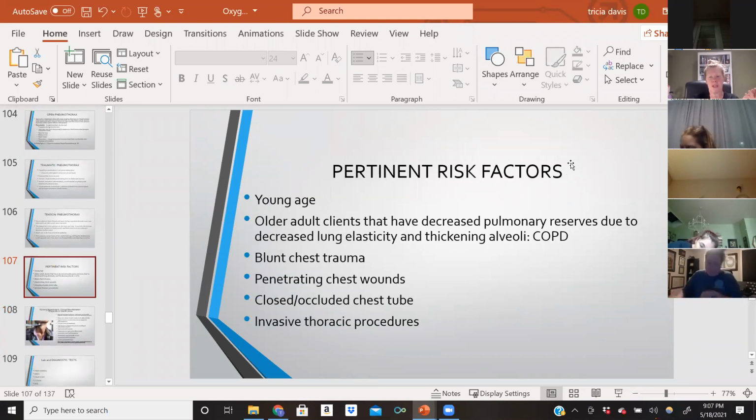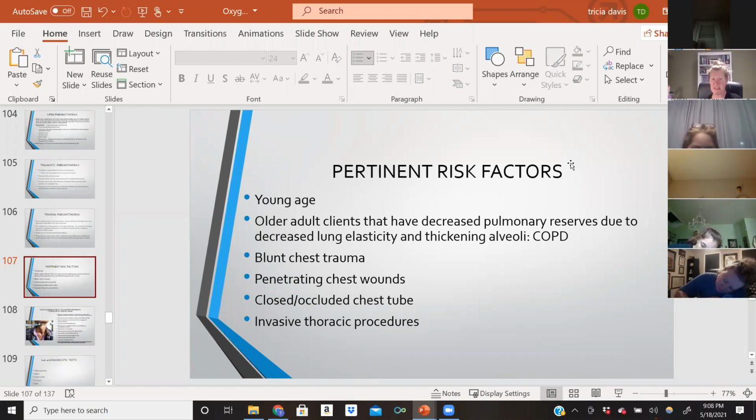So, pertinent risk factors for these lung issues. Young age. We know that young children partake in risky behaviors. They drive mopeds, four-wheelers, they climb trees, they have injuries. They're just busy little people and they're risk takers. So they can have any kind of injury. Older adult clients, because they have decreased pulmonary reserve, decreased lung elasticity, and the alveoli thicken. So COPD puts them at risk. Any kind of blunt chest trauma, so car accidents, sometimes we see it in sports, football, things like that.